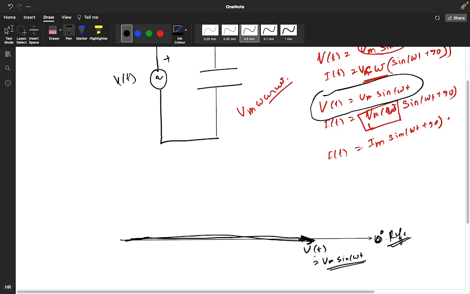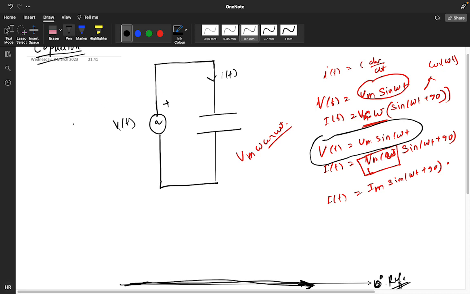Sir, how have you written Vm C omega as Im? What is your doubt? Vm C omega in terms of Im. That's a very common thing. I of t is C dV by dt. And what is your voltage? Vm sin omega t. If you differentiate it, you will get C omega Vm cos omega t. So that's why we got this, and I have assumed Vm C omega as Im.